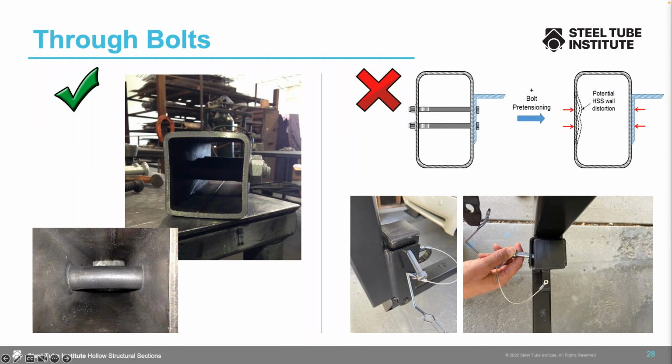Here's a couple of images here. If you were tightening this through bolt, you have this potential distortion of the HSS wall. But on the left, you could see how you would want to properly through bolt. You would put a sleeve inside the tube so that you would be able to get that bolt through and tighten it down without this distortion of the HSS wall.